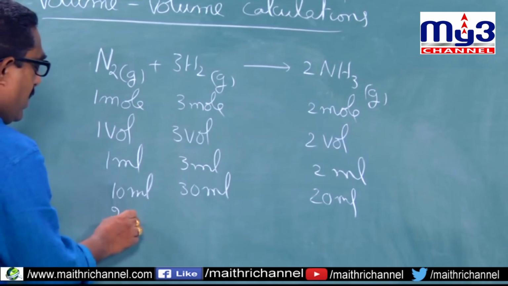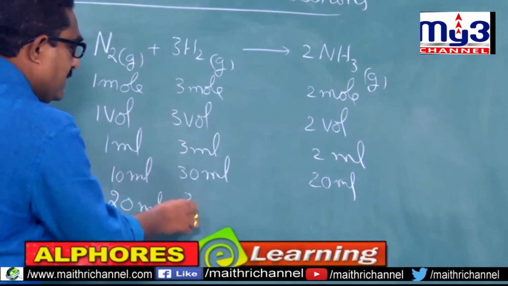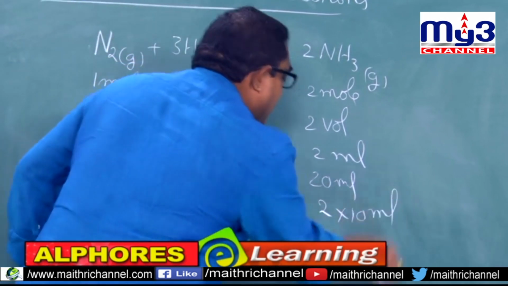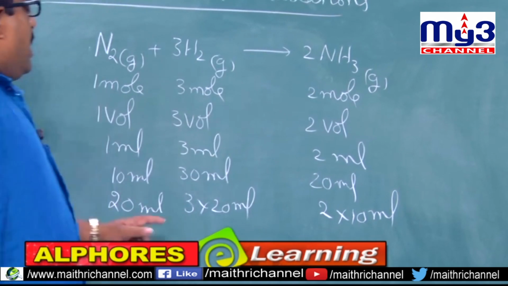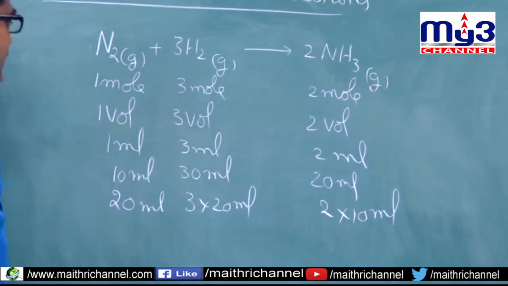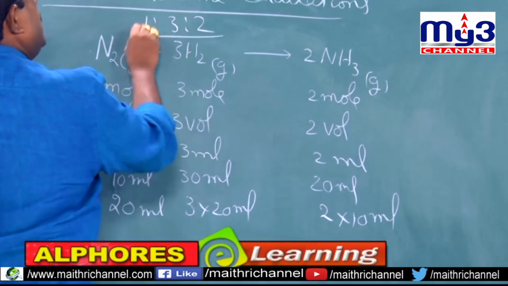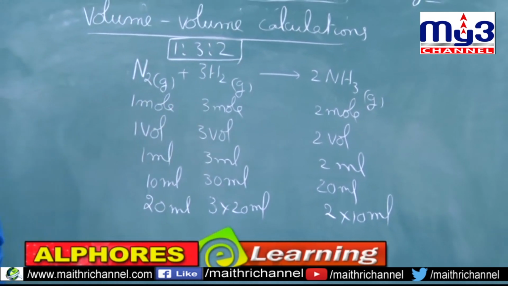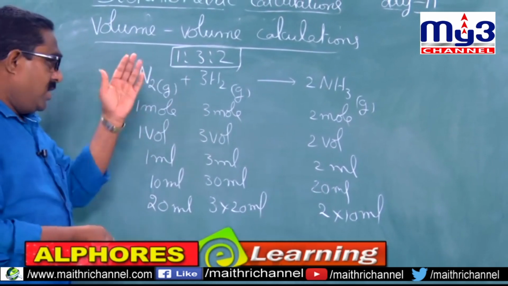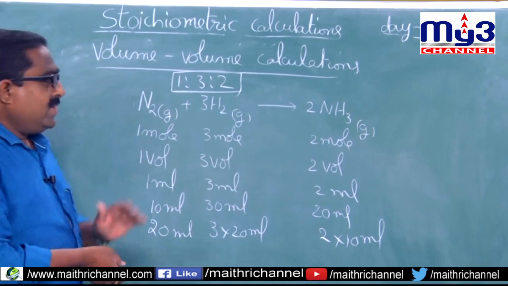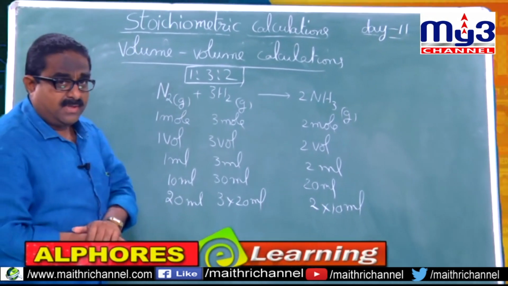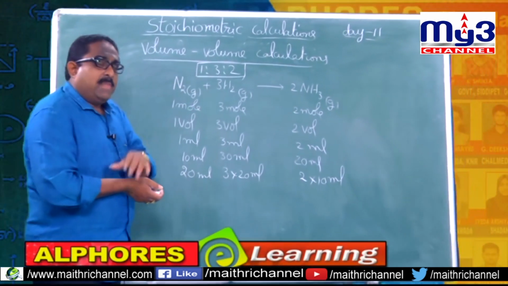Suppose you take 20 ml, here the need is 3 into 20 ml. Here the formation will be 2 into 20 ml. So one is not supposed to disturb the stoichiometric ratio or mole ratio. That ratio is nothing but 1:3:2 for this particular chemical reaction. Okay. So this is the mole ratio, so the volume ratio also is not supposed to be disturbed. In this way we can calculate volume relationships if the equation involves a minimum of 2 gases.